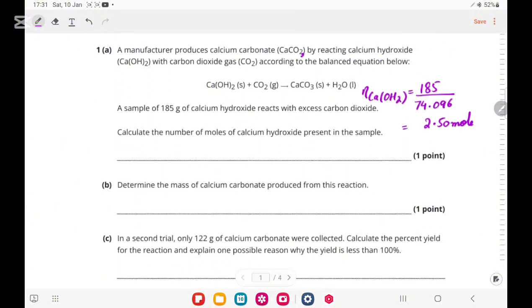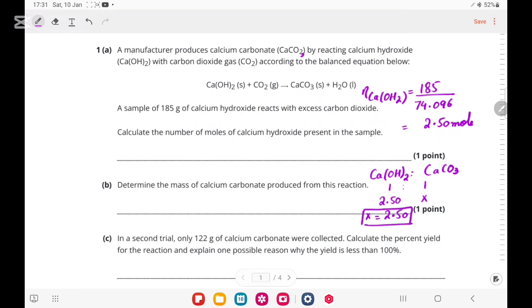Then they say the mass of calcium carbonate we need to find out. So the known I'm going to keep on the left hand side, and the unknown on the right hand side. The moles are 1:1 from the equation, and if it is 2.50, then this is going to be x, and x comes out to be 2.50.